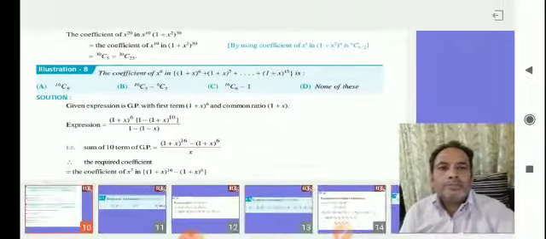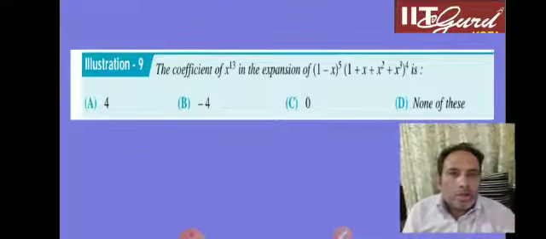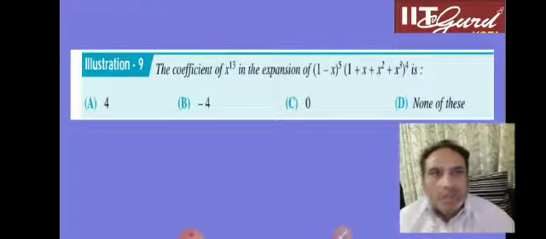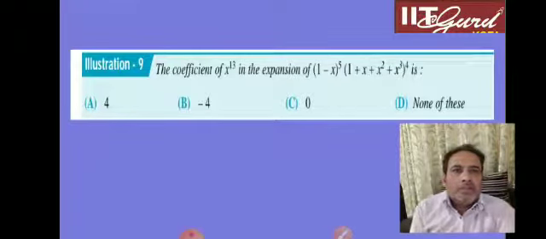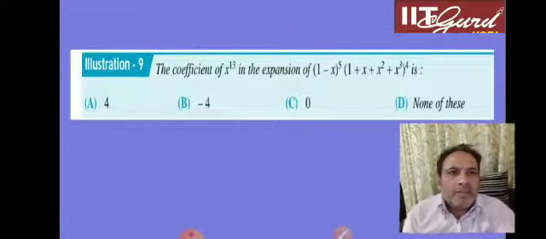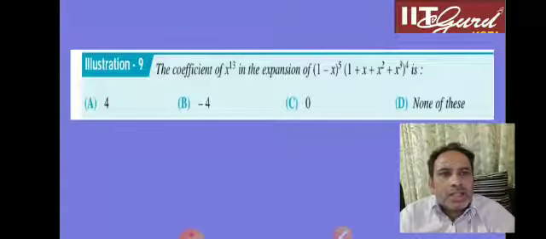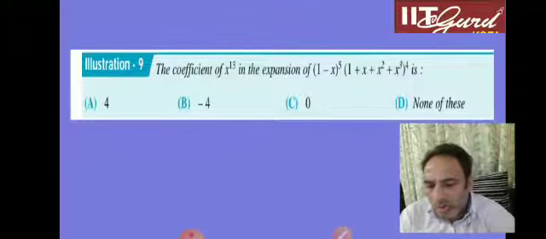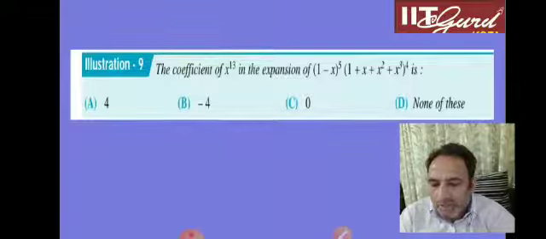Next question, next illustration. Now from here, you all just try yourself with this problem. The coefficient of x to the power 13 in the expansion of 1 minus x to the whole power 5 into 1 plus x square plus x cube to the whole power 4, correct? Now try yourself once again.